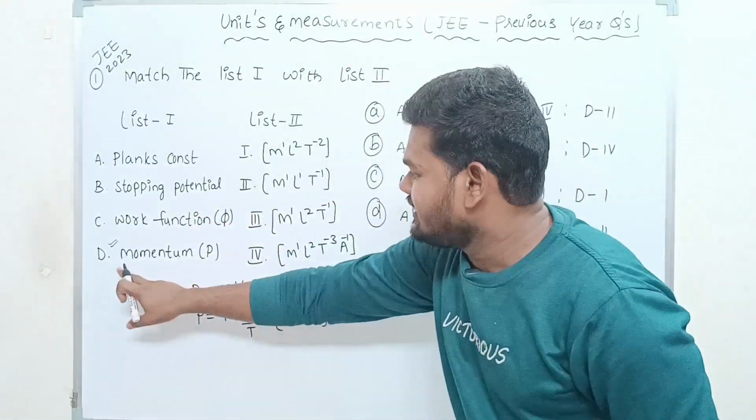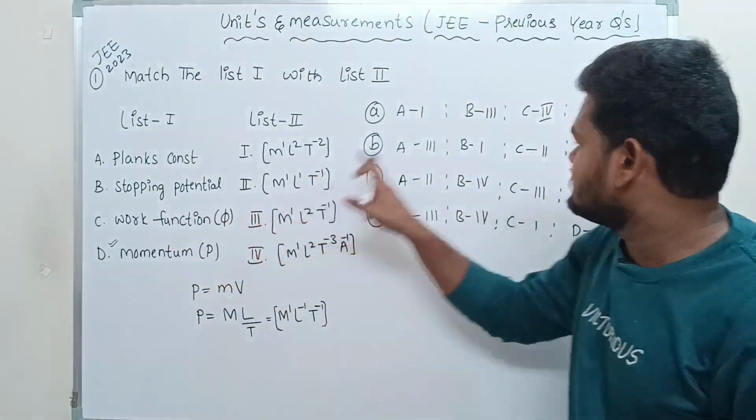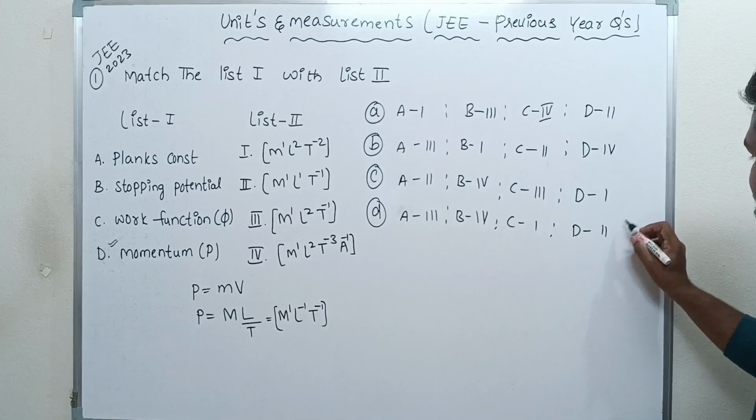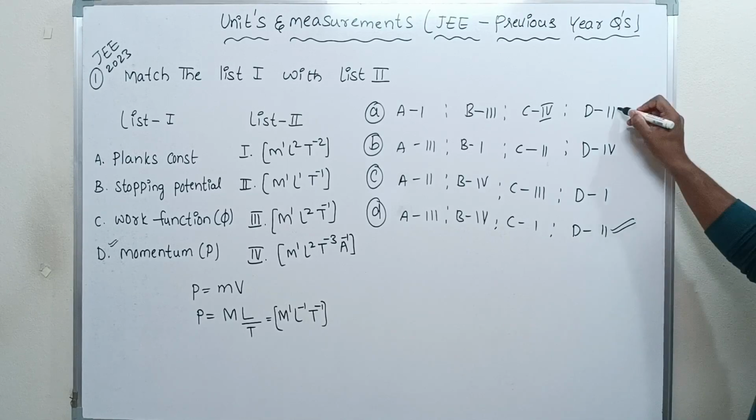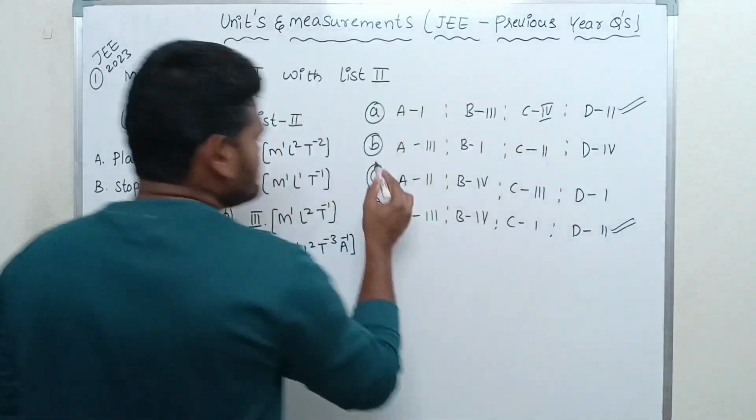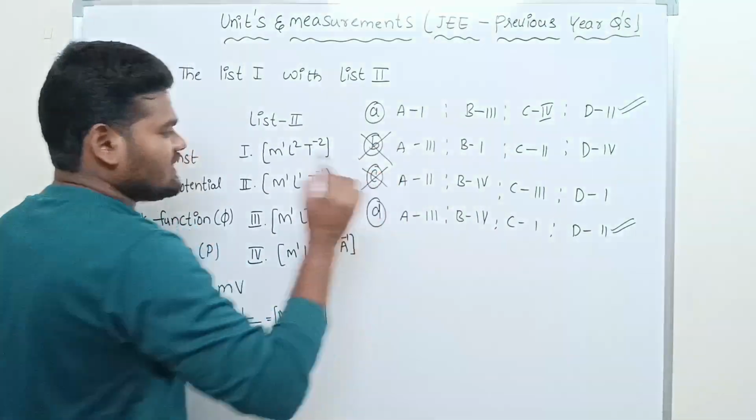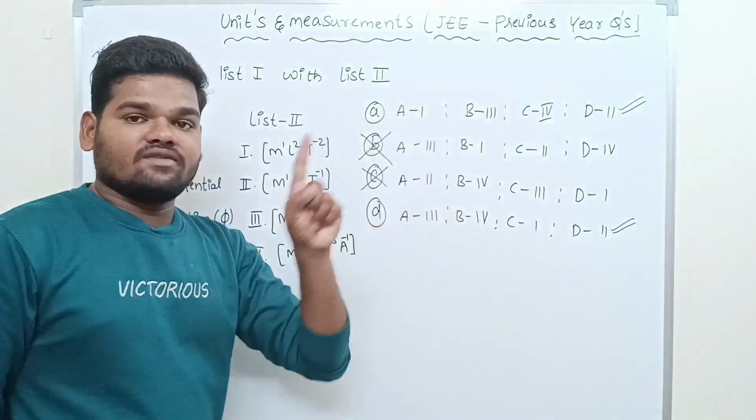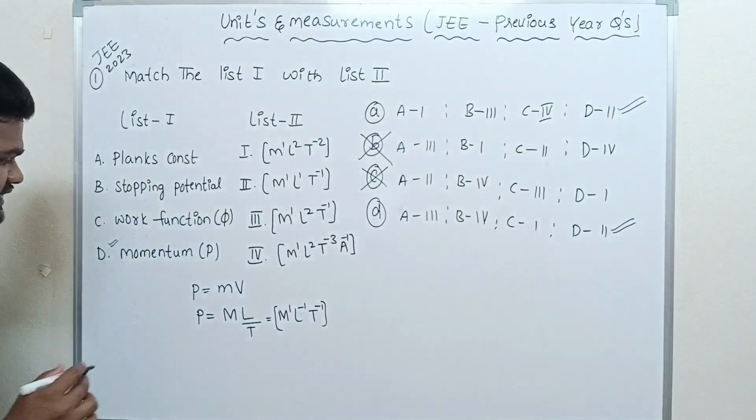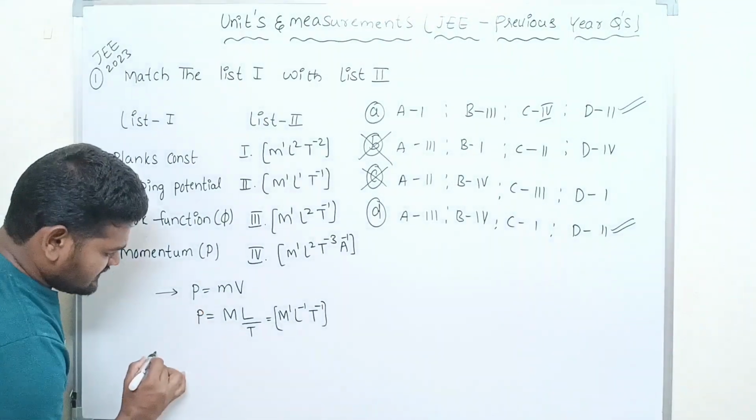So D has option 2. Check from this: D has option 2 in this and in this. So just cancel the remaining 2, these two are not answers. So in these two, one is the correct option, right? Next, check the other one.